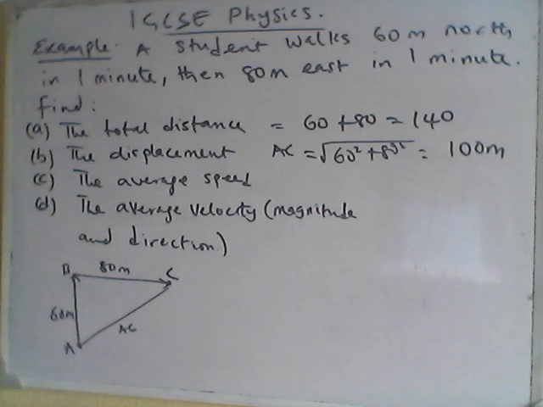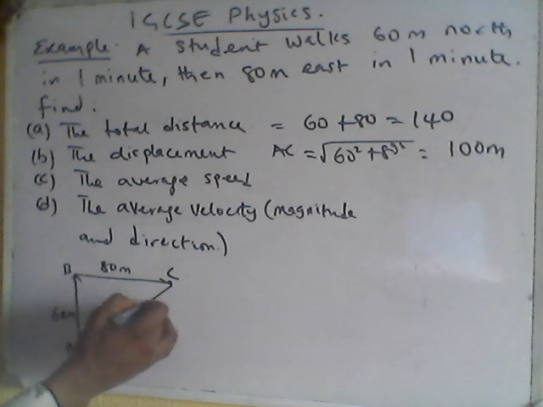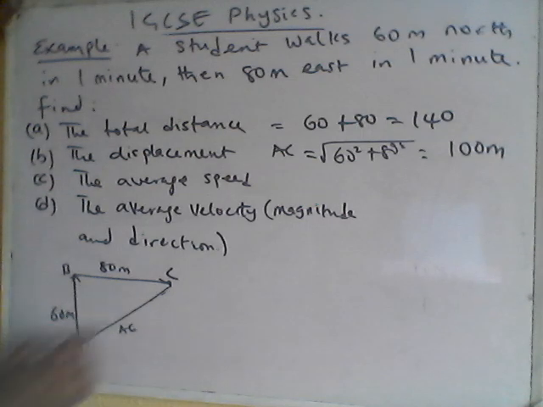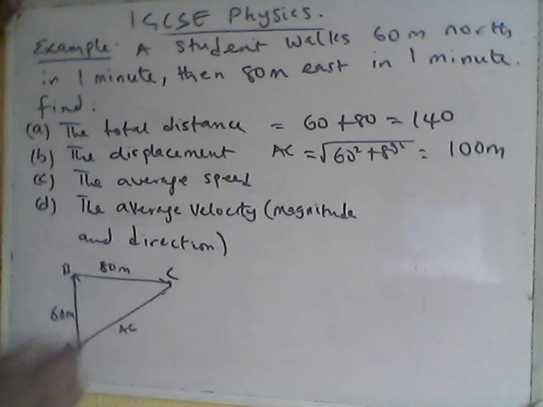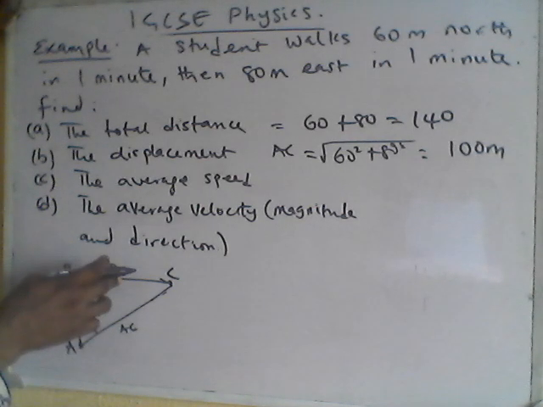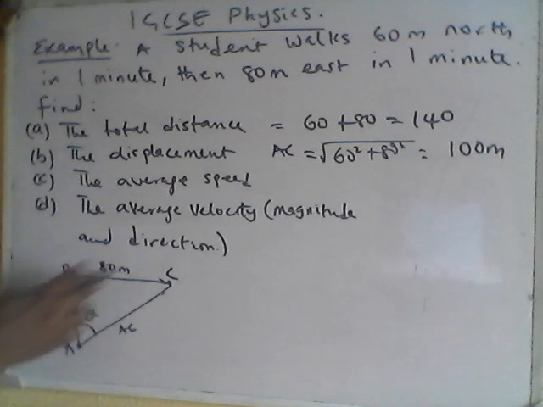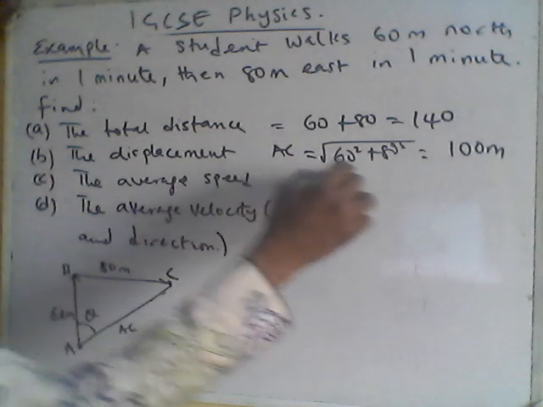That angle is the angle between the resultant line, the shortest line between the start point and the end point, and the first movement he started from. So this is the angle we're looking for. In reference to this angle, I have opposite over adjacent. So to get this angle, which is the direction, it is the tan inverse.